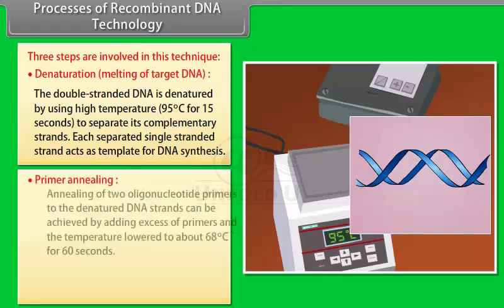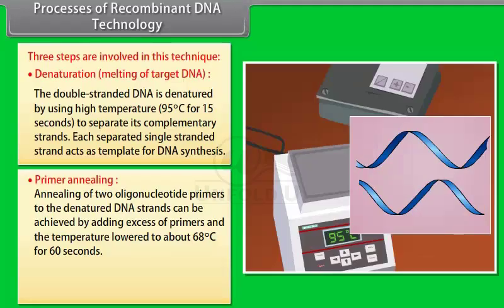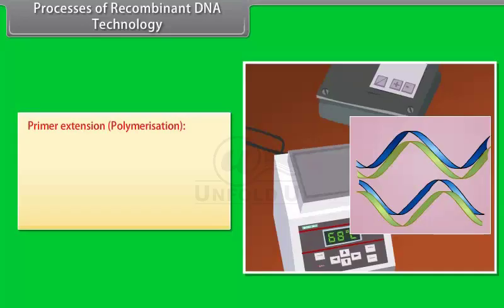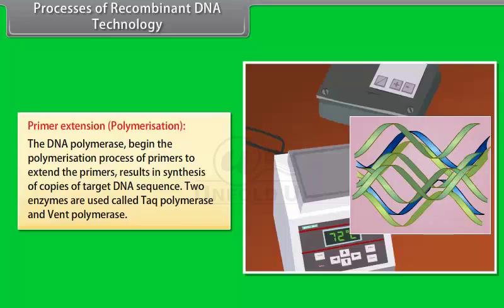Primer annealing. Annealing of two oligonucleotide primers to the denatured DNA strands can be achieved by adding excess of primers and the temperature lowered to about 68 degrees Celsius for 60 seconds. The primers form hydrogen bonds, that is, annealed to the DNA on both sides of the DNA sequence. Primer extension, polymerization. The DNA polymerase begins the polymerization process of primers to extend the primers, resulting in synthesis of copies of target DNA sequence. Two enzymes are used, called Taq polymerase and Vent polymerase.